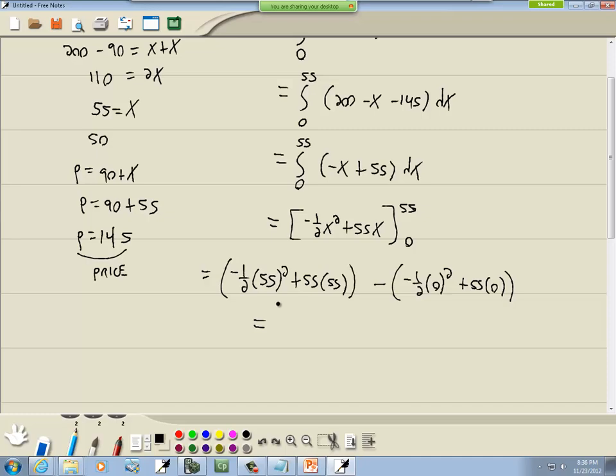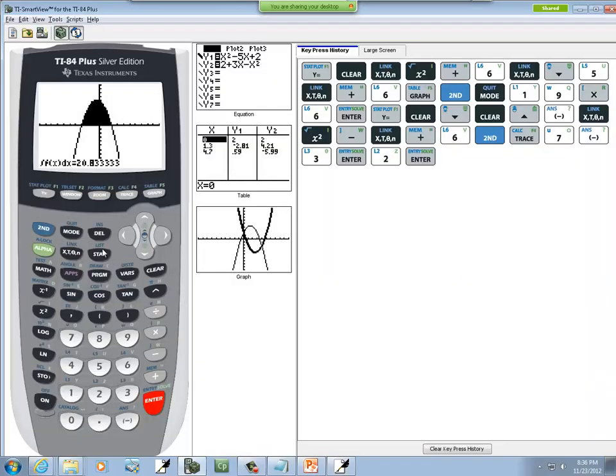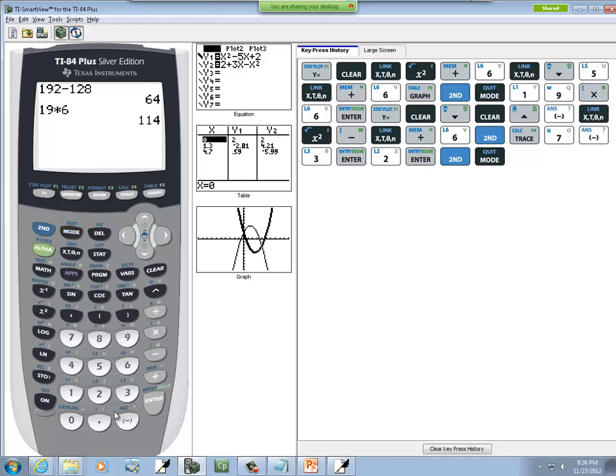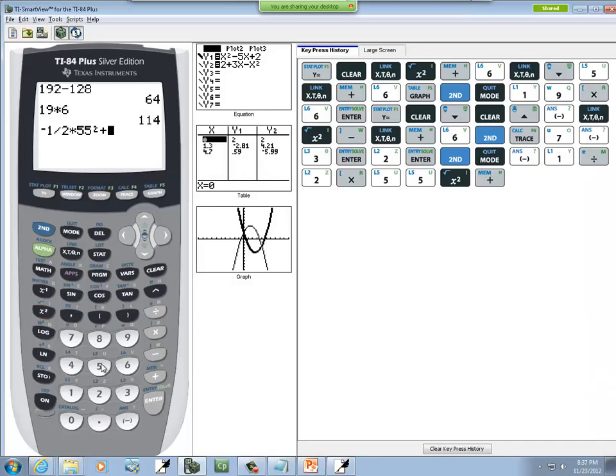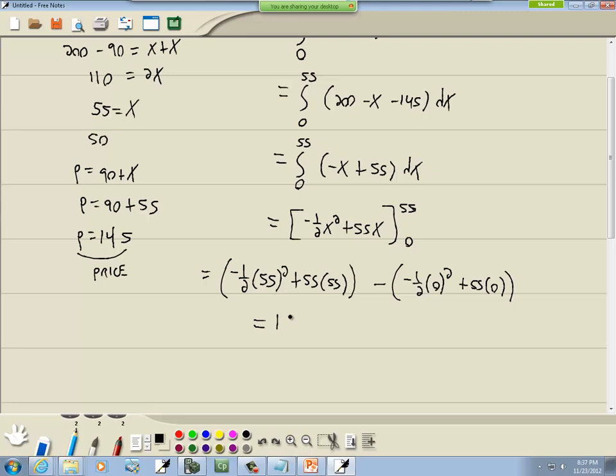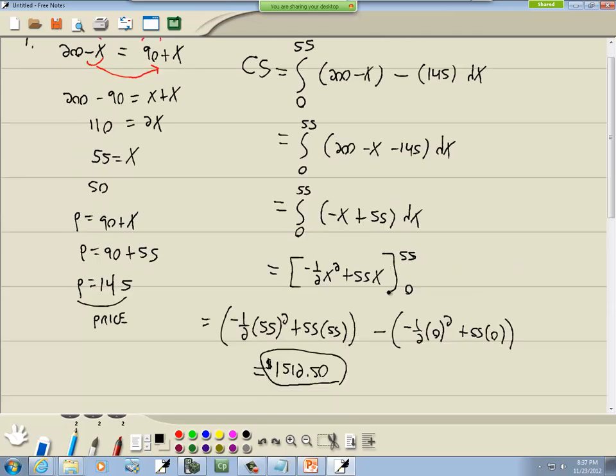I'm not going to work that hard. I'm going to plug that in my calculator. Second mode, negative 1 divided by 2 times 55 squared plus 55 times 55. That gives us 1512 and 50 cents. So that's our consumer surplus. Assuming I didn't screw up my basic math, which is always kind of iffy.